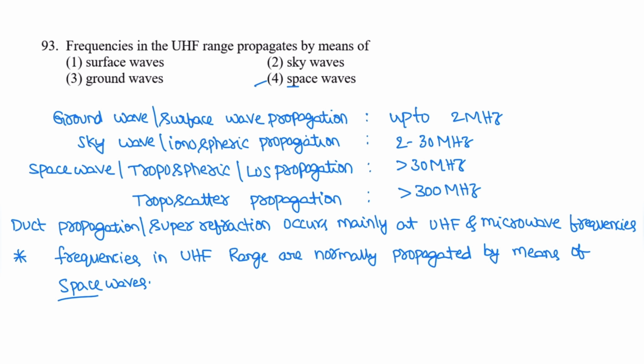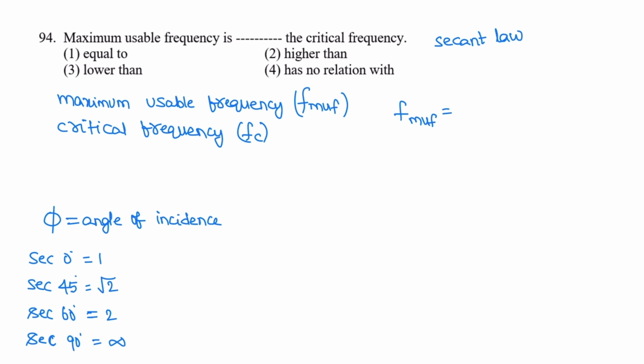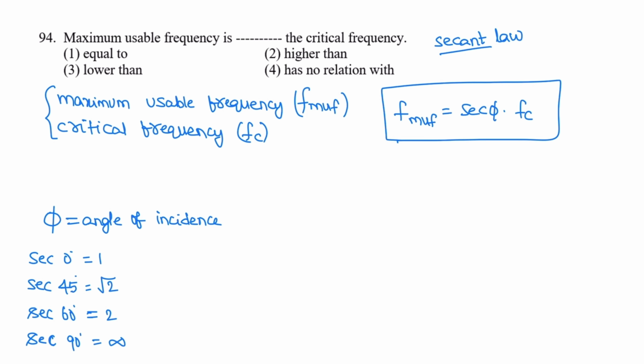Next question. Maximum usable frequency MUF and critical frequency FC. The relation between the maximum usable frequency and critical frequency is given by the secant law, where the maximum usable frequency is secant phi times the critical frequency FC, where phi is the angle of incidence.